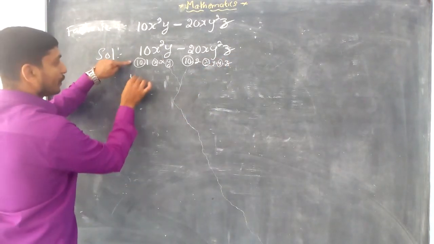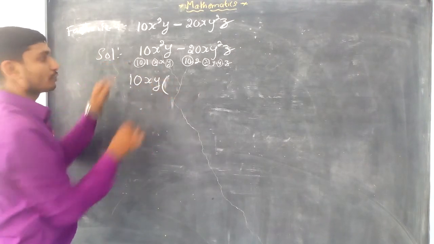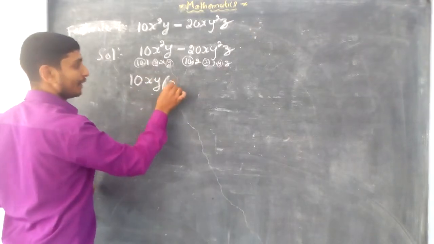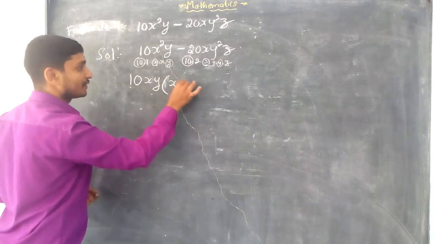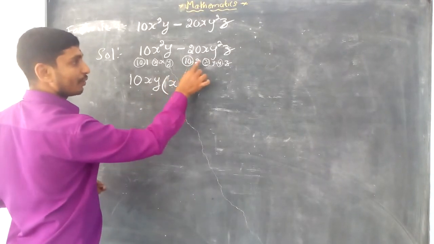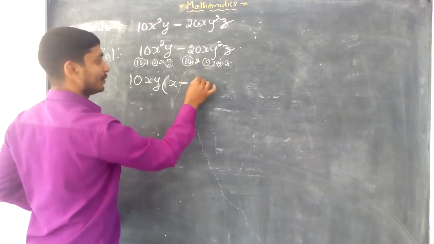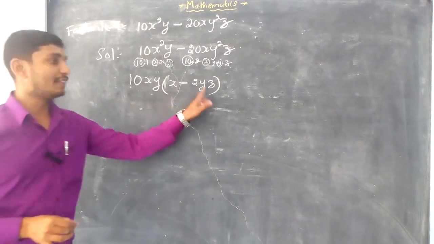ಹಾಗಾದ್ರೆ what we are going to take common? 10x and y. Yes, if you take 10xy common, see 10x ಮತ್ತು y common ತೆಗೆದ್ರೆ ಏನು ಉಳಿತು ಇಲ್ಲಿ? 1 into x ಉಳಿತು. 1 into x is x, middle minus is there, right minus. 10 we have taken outside, x we have taken outside, y we have taken outside. Remaining is 2 into y into z, that is 2yz. ಏನು ಉಳಿತು ಹಾಗಾದ್ರೆ? 2yz ಉಳಿತು.